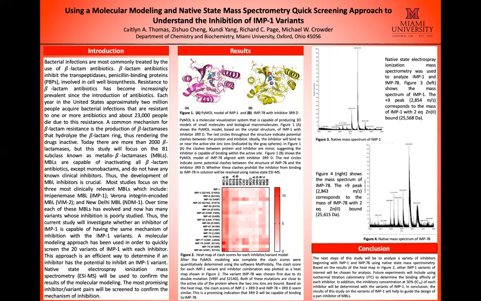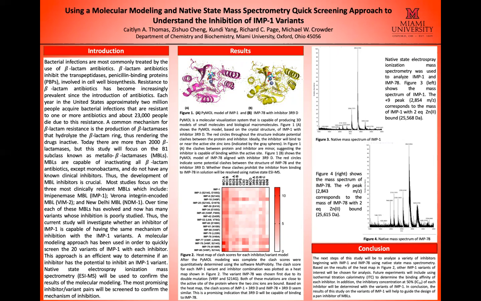I have created a quick screening approach to efficiently study whether an inhibitor of IMP1 is also capable of inhibiting the variants of IMP1. In order to achieve this, I will use molecular modeling and native state mass spectrometry. The first results I will present are from the molecular modeling study. I have chosen to focus on IMP78 because it has a double mutation close to the active site, which could prevent an inhibitor from binding.